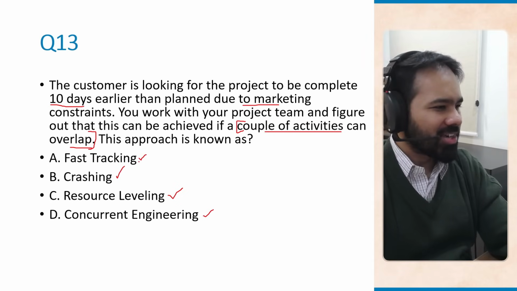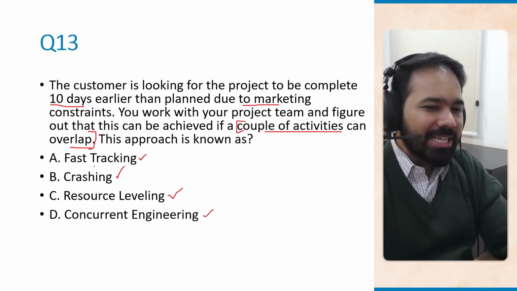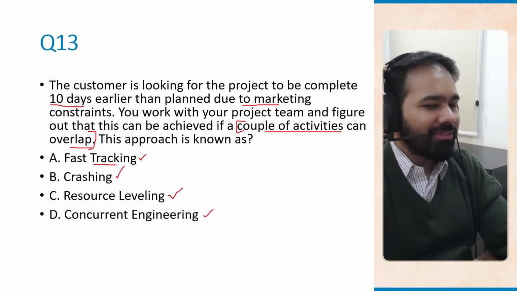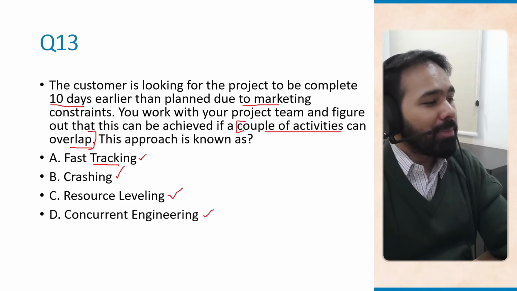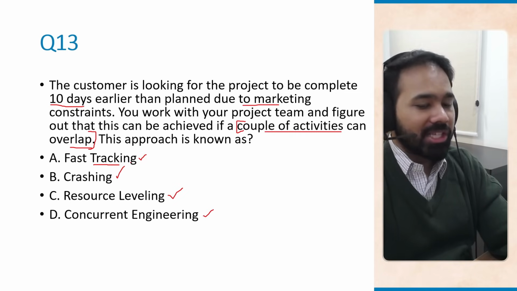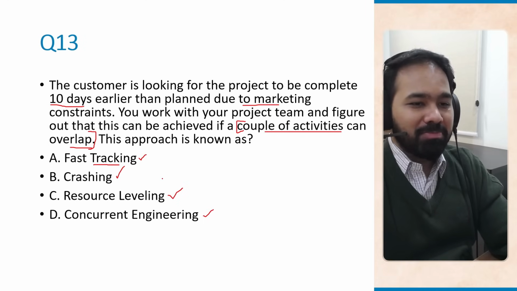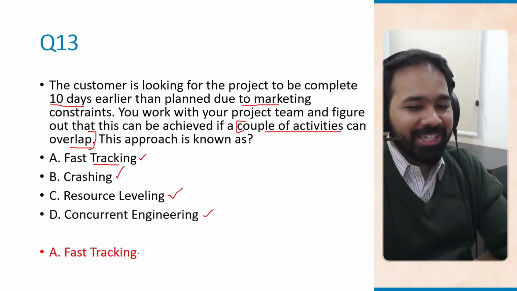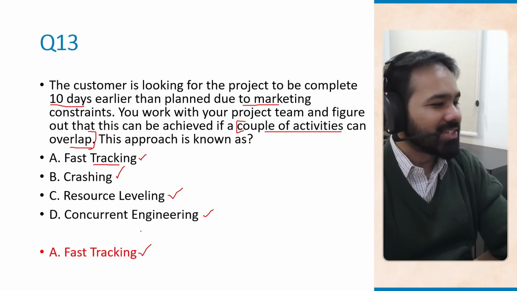So, what is fast tracking? Fast tracking basically means overlapping activities that were originally planned in sequence. And this is typically done to shorten the schedule. And that means precisely what we are trying to do here. So, fast tracking is the correct answer.